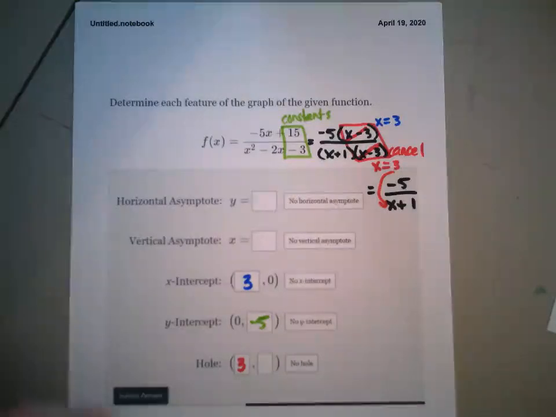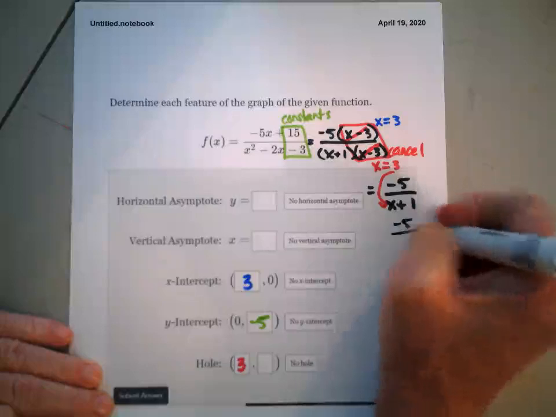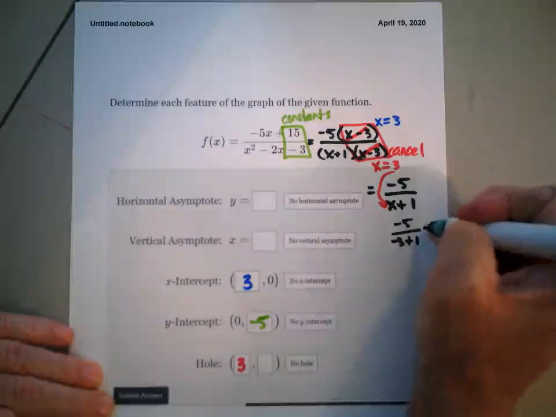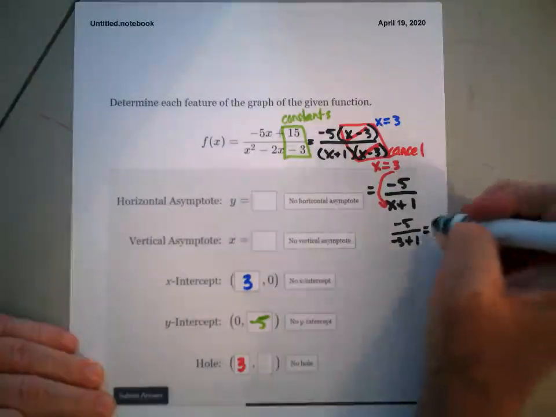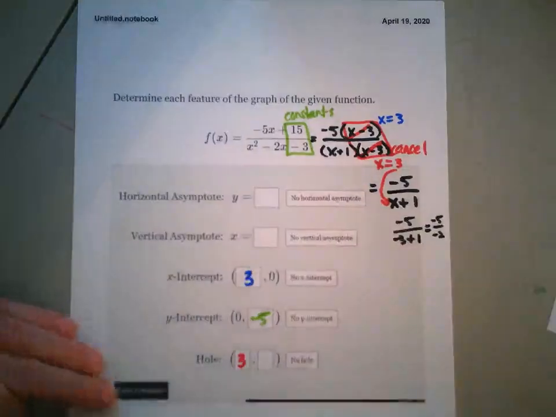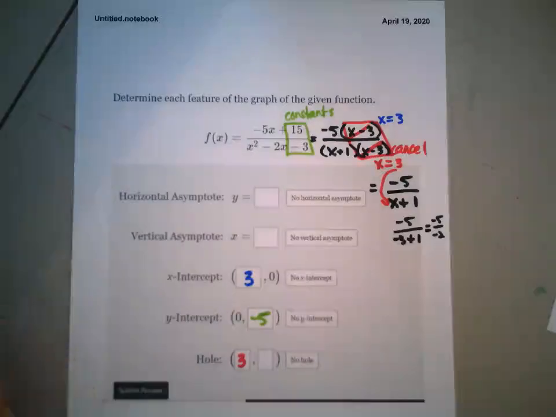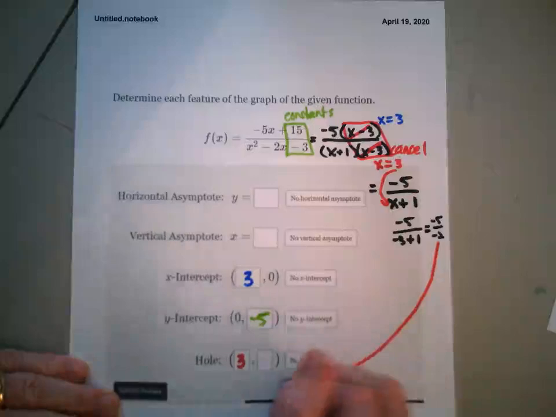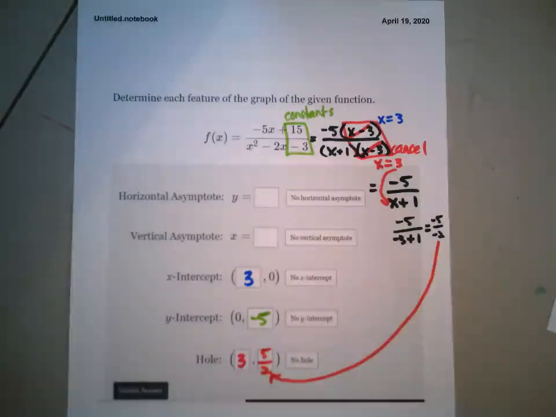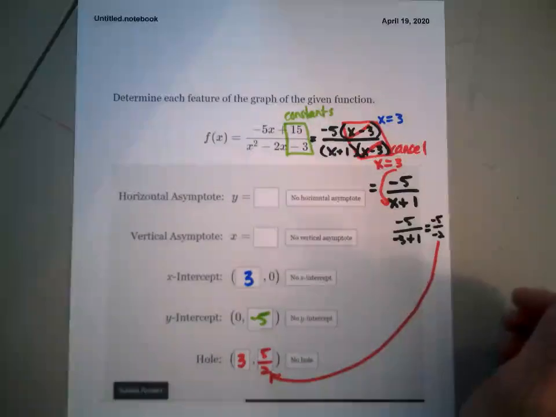And so when we do that, we substitute that negative 3 in. We get negative 5 over negative 3 plus 1. And that gives us negative 5 over negative 2, which will come down here as 5 halves. Positive 5 halves. So that's the hole. And that's one of the trickier parts to the problem, is the hole.